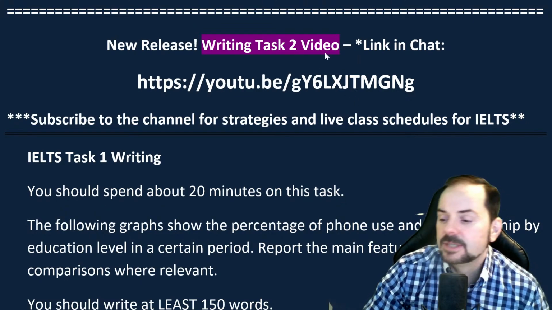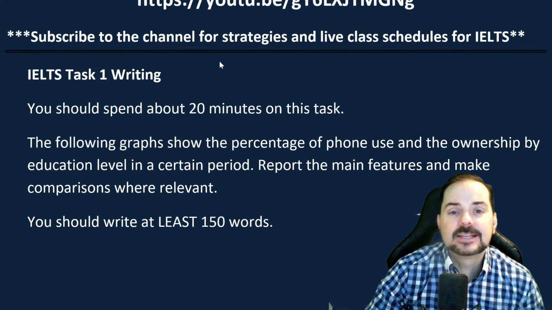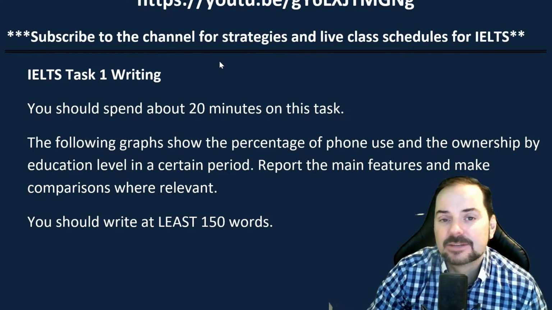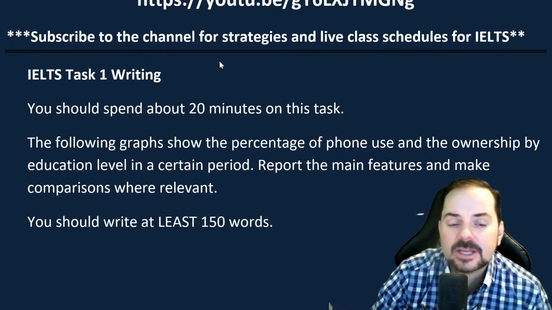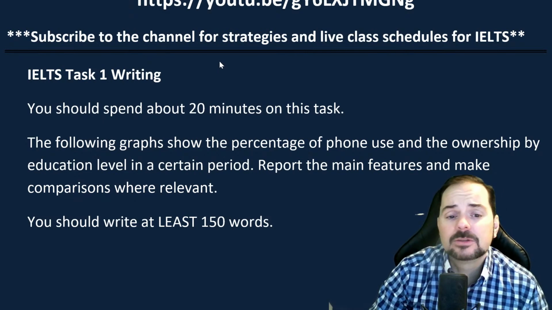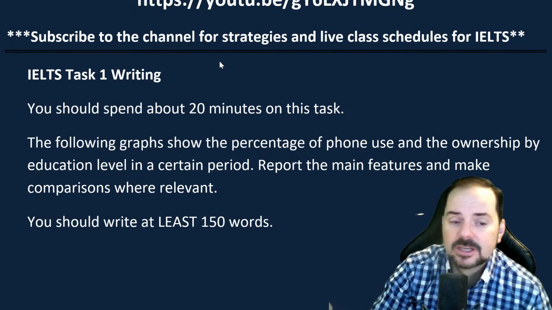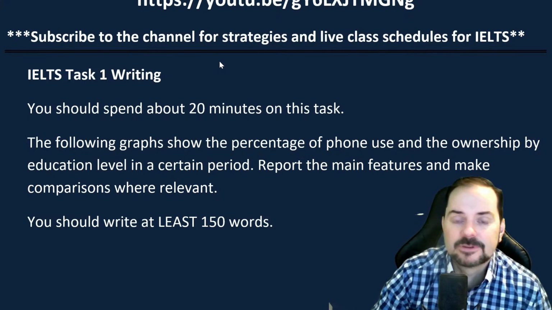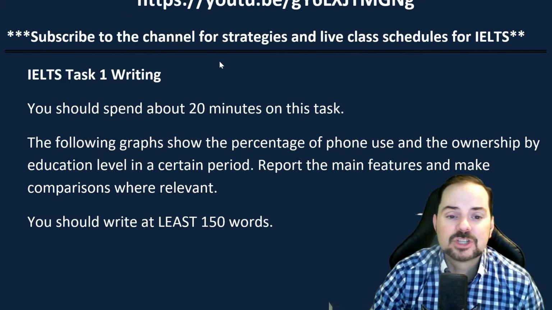All right, let's jump into this IELTS Task 1 writing. It's an academic, okay? Task 1 writing in the writing section is different in the academic and the general. Again, I said this earlier, but the academic one, you have to basically write an expository essay, okay? Expository essay means it's exposing information, so it's interpreting and showing information to the reader.